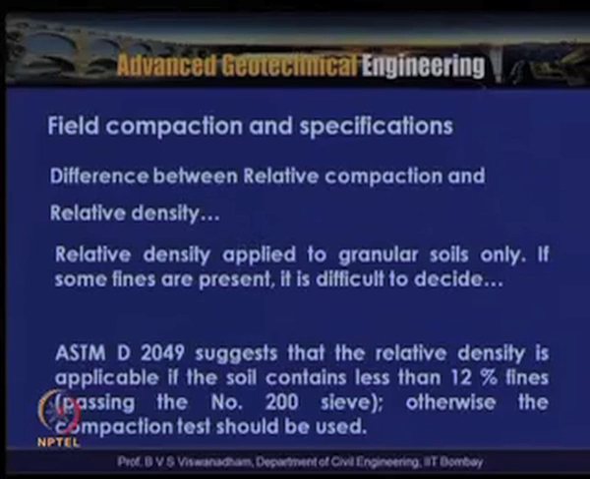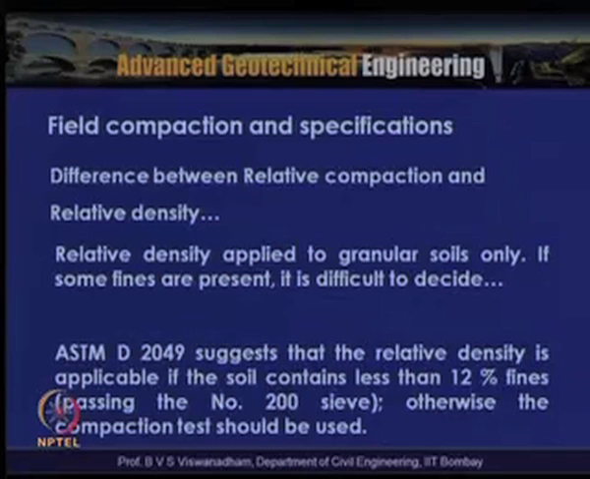Now, the difference between relative compaction and relative density: relative density is basically applied to granular soils, and if some fines are present, it is difficult to decide whether to adopt relative compaction or relative density. According to ASTM D2049, relative density is to be performed if the fines, that is, the fraction passing the 75 micron sieve, are less than 12%. If there are more than 12% fines, then relative compaction needs to be adopted. Otherwise, the compaction test should be used.